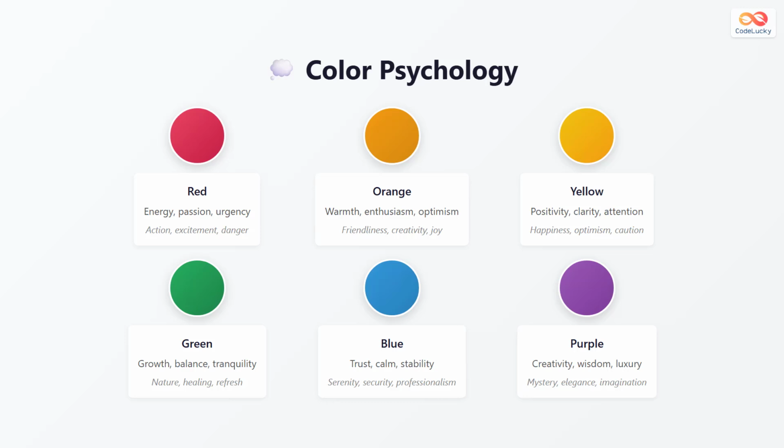Colors are divided into warm and cool. Warm colors are reds, oranges, and yellows. They feel energetic, passionate, and exciting. Cool colors are blues, greens, and purples. They feel calm, peaceful, and trustworthy. Understanding this division helps you set the right mood for your content and thumbnail designs.